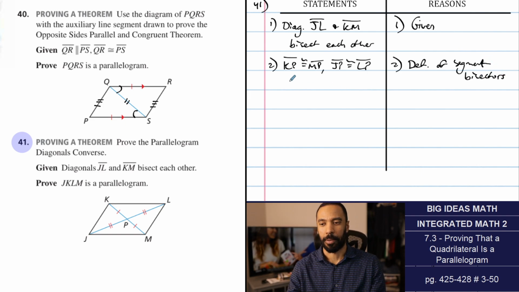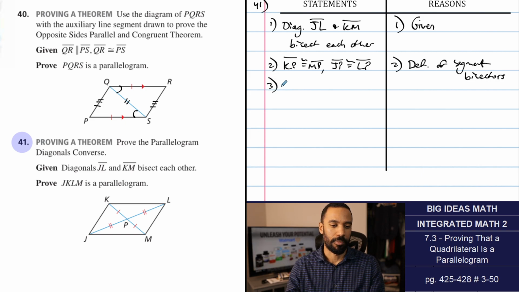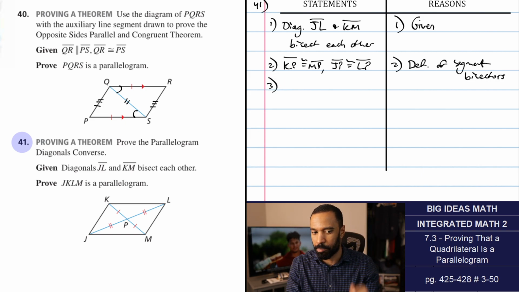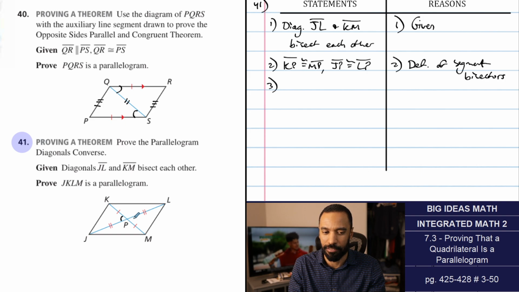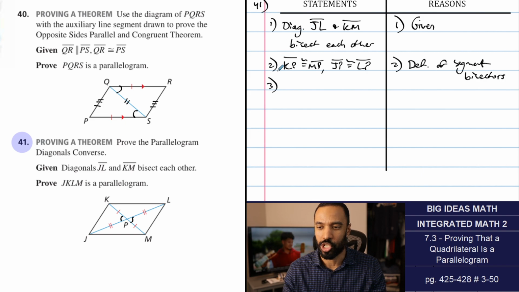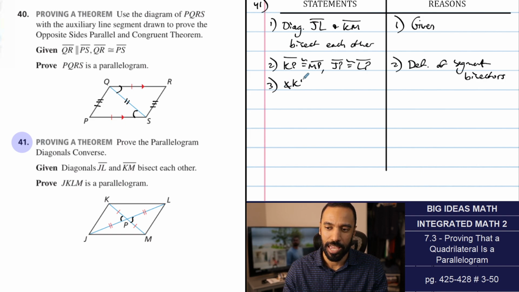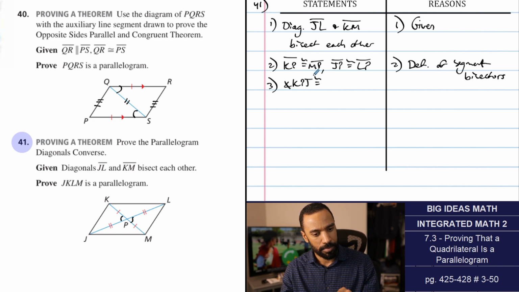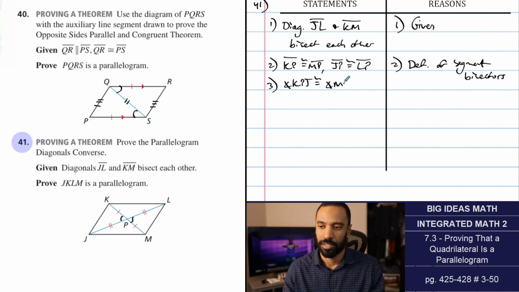Definition of segment bisectors. All right. So now we have all of those congruent marks. I can use a pretty simple one here, vertical angles. I have vertical angles here and here that can be shown to be congruent. So angle KPJ is congruent to angle MPL by the vertical angles theorem.